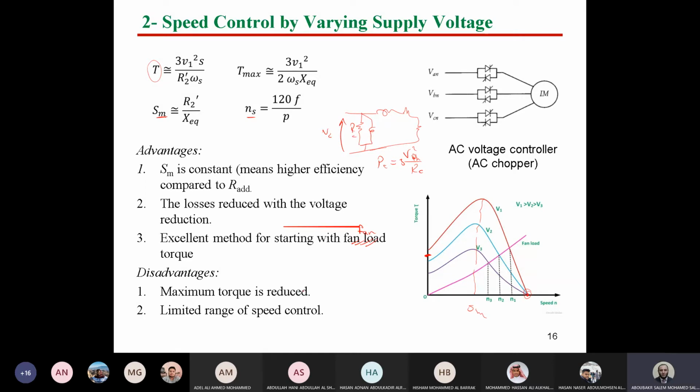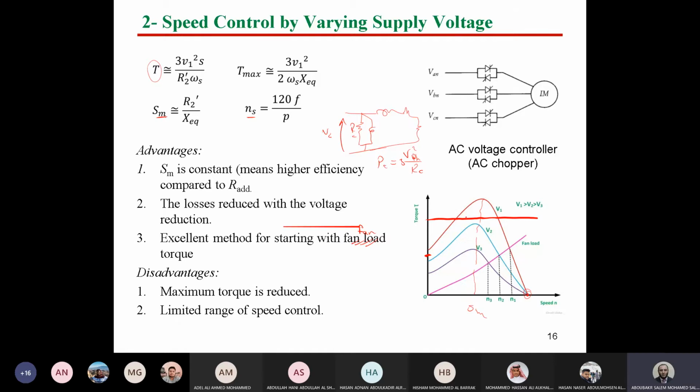Number one, maximum torque is reduced. If you compare with adding resistance, maximum torque was constant. However, if you decrease the voltage here, you can see T maximum decreases. What is the drawback in this case? If you have constant load torque like that, for instance, and decrease the voltage from V1 to V2, this is going to make mismatching between the characteristics. And this may damage the machine, because the machine will draw much more current in order to get the electrical torque.